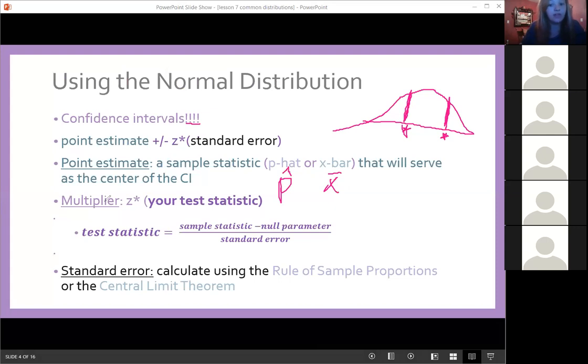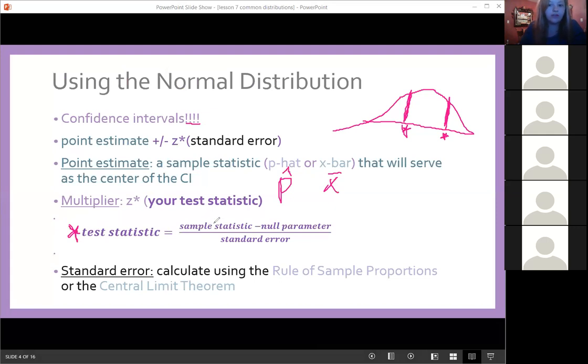So that's why it's important that we do know, we've been talking about 2, often 1.96 or 2, for our 95% confidence intervals. But as we move forward, it is important that you understand how to find that z score, because we aren't always going to be doing 95% confidence intervals. So you want to be able to know how to find that multiplier, which will be your test statistic. That's why we reviewed how to find a z-score, because that's how you're able to find it.